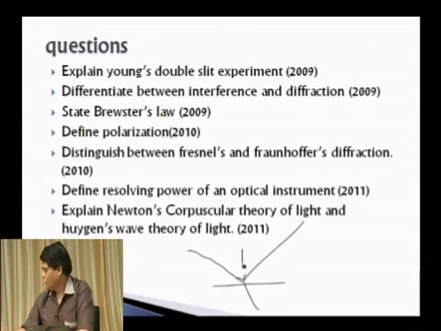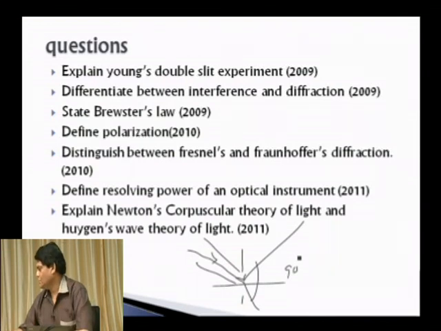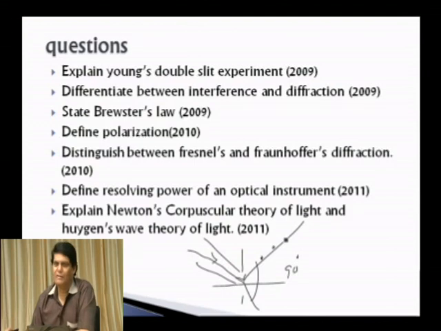If you control this incident ray, at a certain angle the reflected light and the refracted light are perpendicular, that is 90 degrees, and then maximum polarized light is obtained. So that is what the law says: the refractive index of the medium is directly proportional to the tan of the polarizing angle.